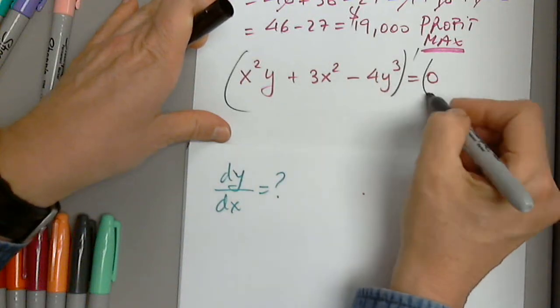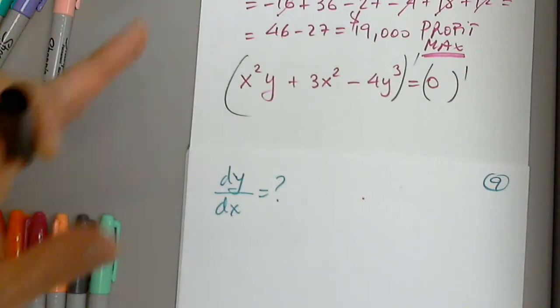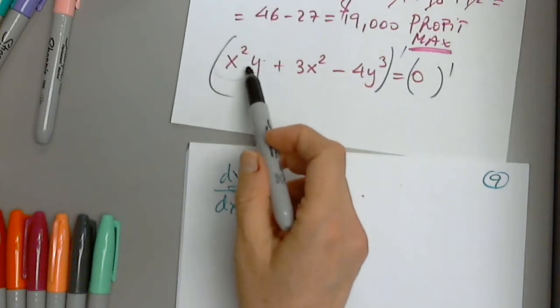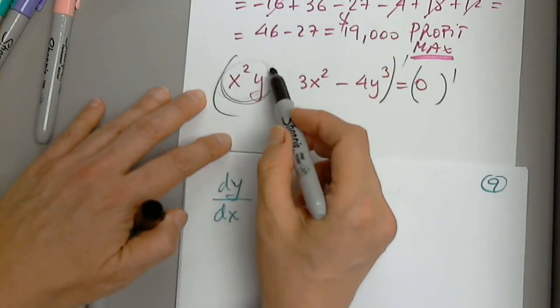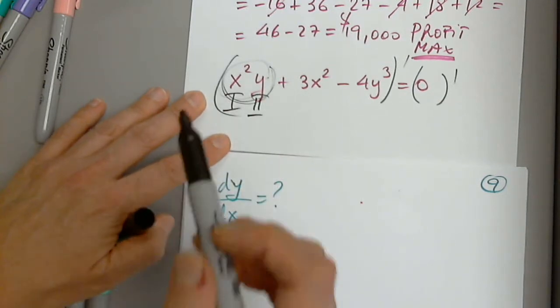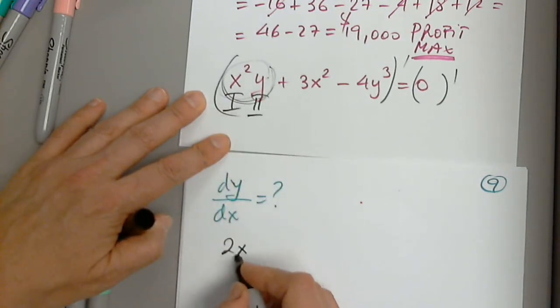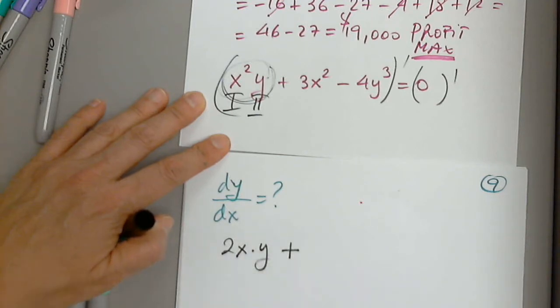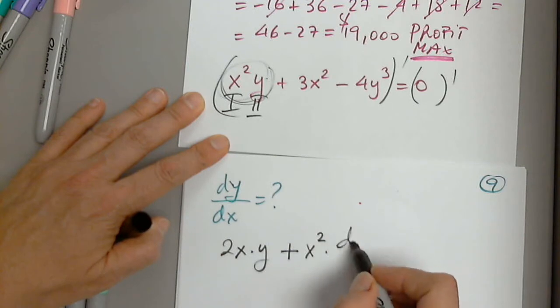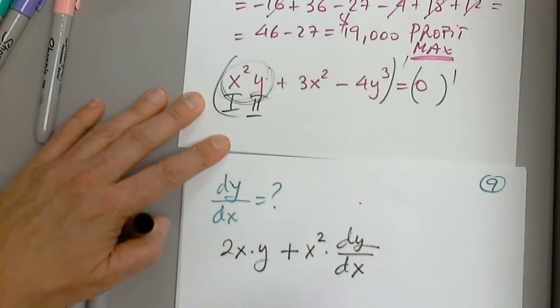Differentiate the left-hand side and I'm going to differentiate the right-hand side. There is no way I can solve for y. So this is the product: function 1, function 2. First function prime, 2x, times the second one, plus the first function times the second prime, but that is dy over dx.